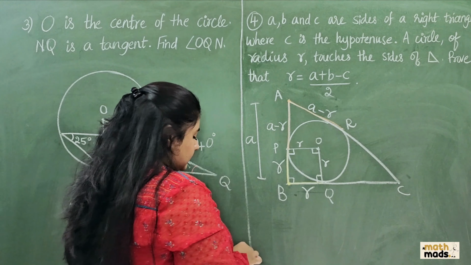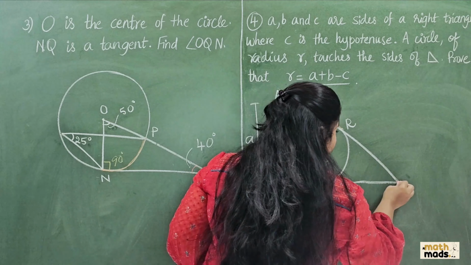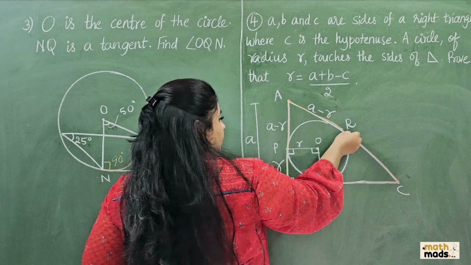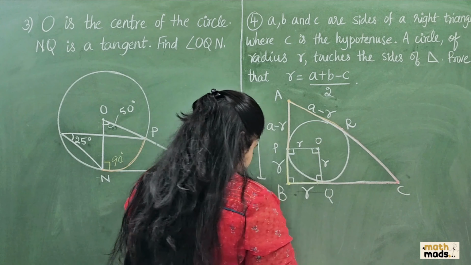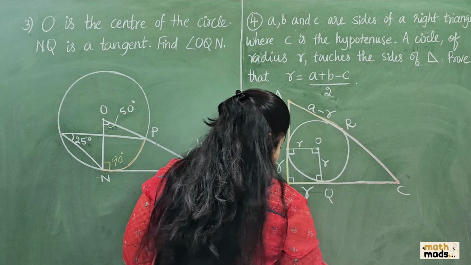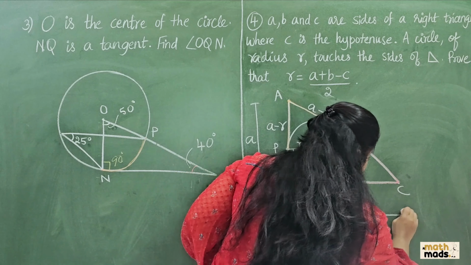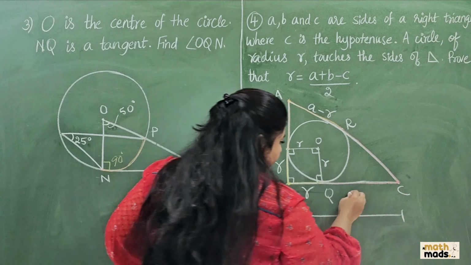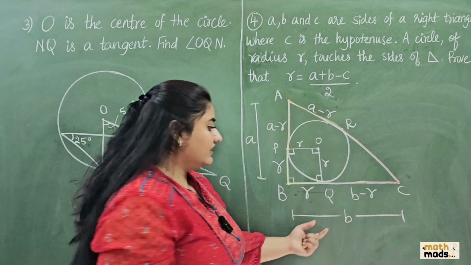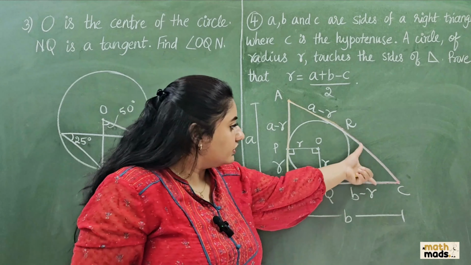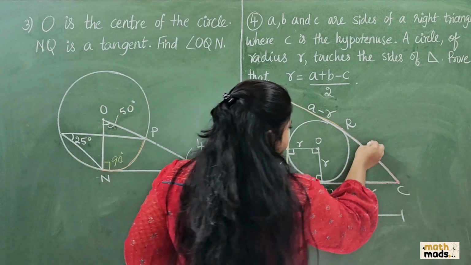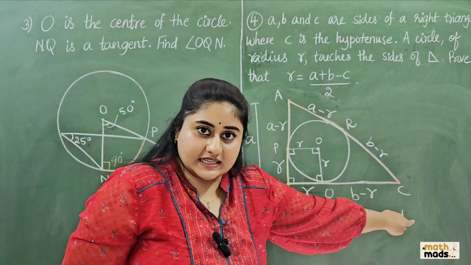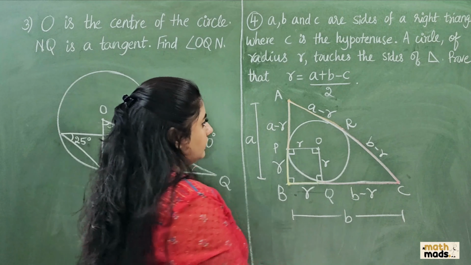Similarly, if I take the external point C here, I have two tangents CQ and CR. I know that the entire BC is B units. Okay, then if this is R, what will be the measure of QC? It will be B minus R. If QC is B minus R, what will be the measure of CR? Equal to B minus R. Okay, but we know something about AC. The total length is equal to C.